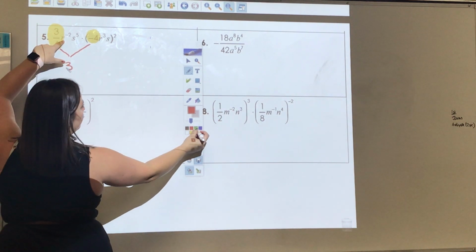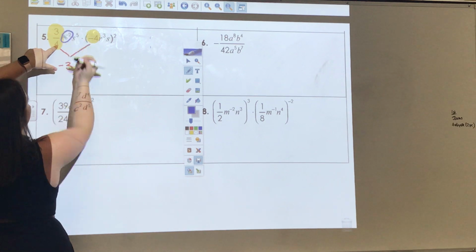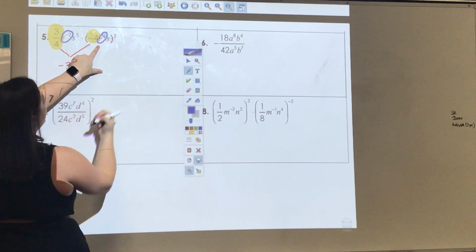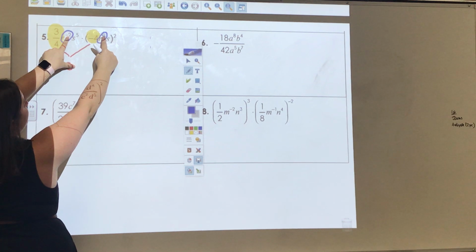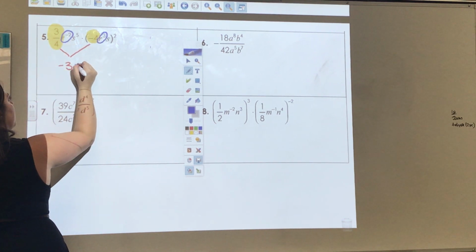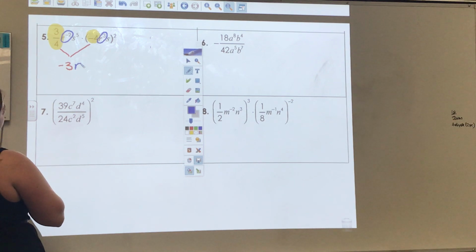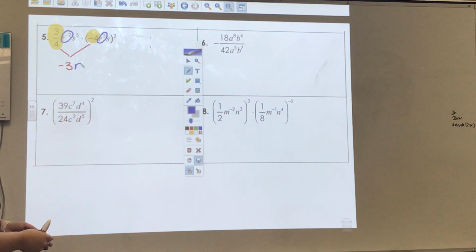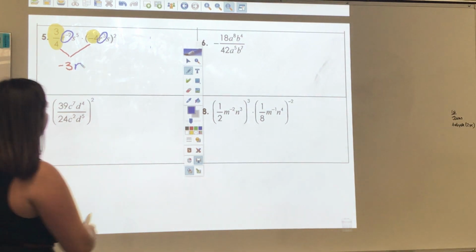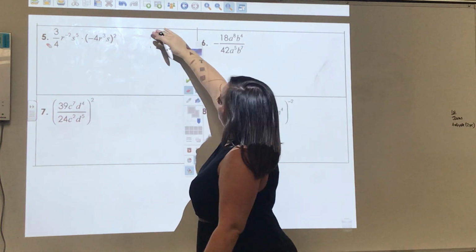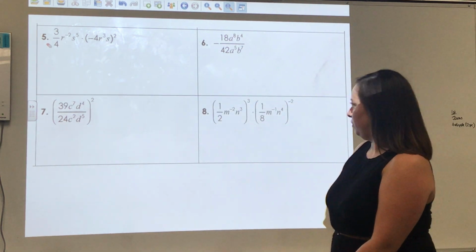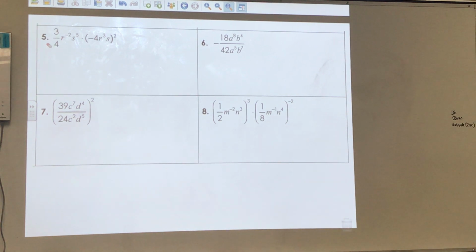Now here we've got r to the negative 2 times r to the 3rd. If I'm multiplying, I need to add my exponents. So that means I'm going to add negative 2 plus 3, which is 1. So this just becomes r to the 1st power. I don't need to write that 1. I made a mistake. I didn't see this right here. So hopefully you can erase your work. I lost my toolbar.